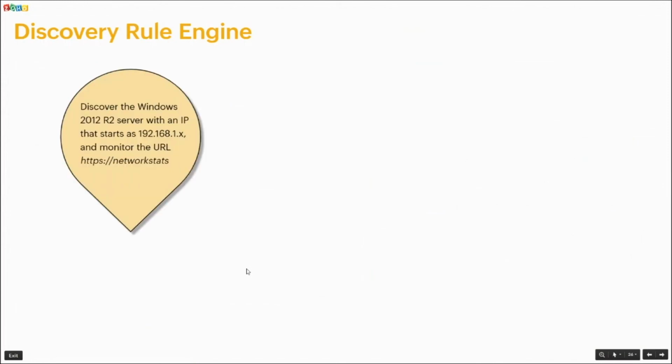And as we have seen in the initial stages of the webinar, during the discovery process, the discovery rule engine. So now we are going to see how we can use the discovery rule engine to make the discovery process much easier and smarter. I'm going to take an example and explain it accordingly. So here I want to discover my Windows 2012 servers. It starts with an IP 192.168.1 and monitor the URL HTTPS network stats.